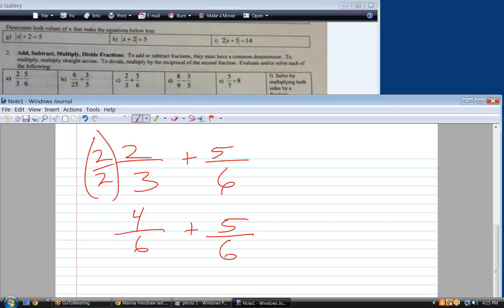In other words, you can always multiply a fraction by the number 1 without changing its value. And when you do that, you get 4 over 6. So now what is this equal to? 9 over 6. Right. The denominator stays the same, and you just add the numerators. And then that reduces to what?